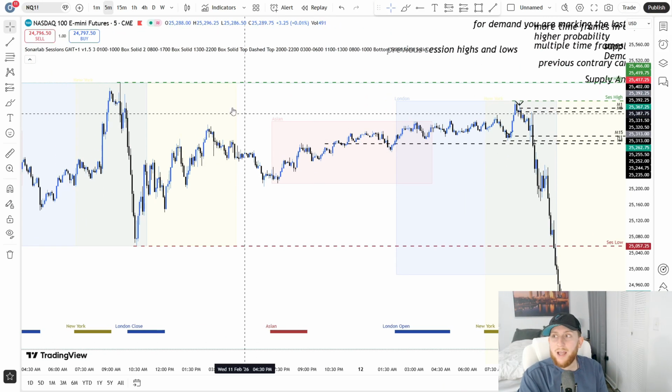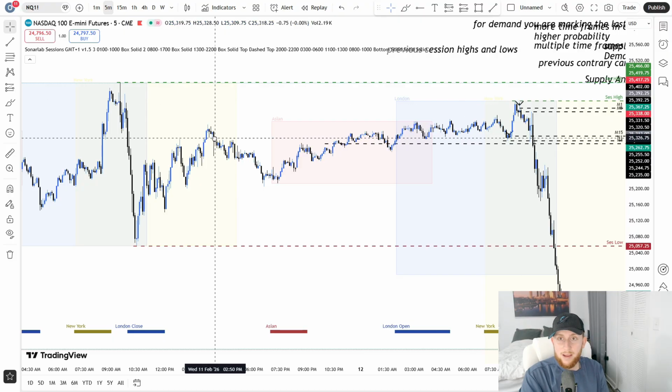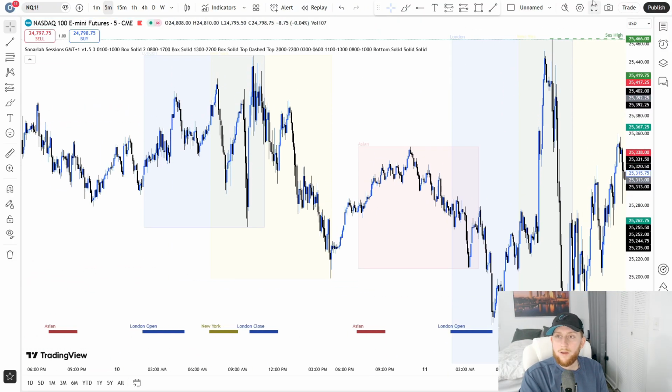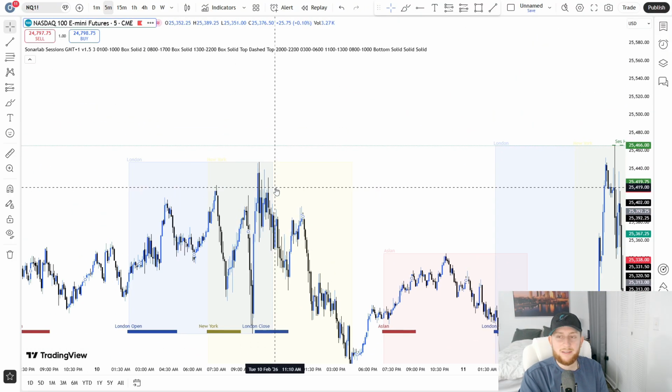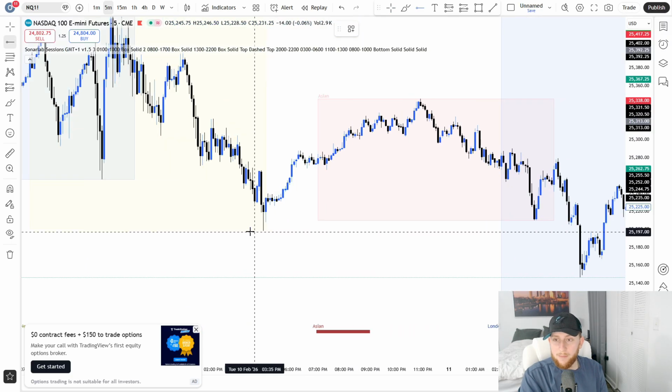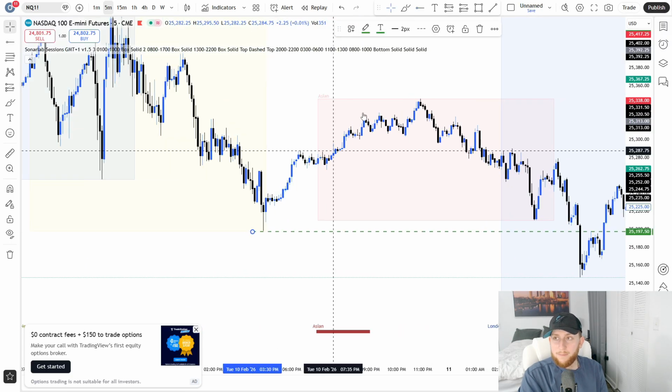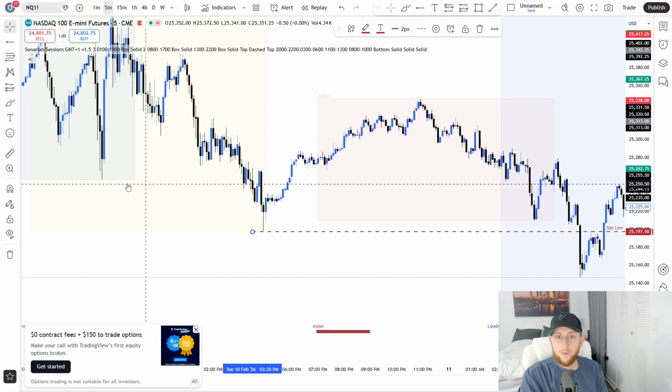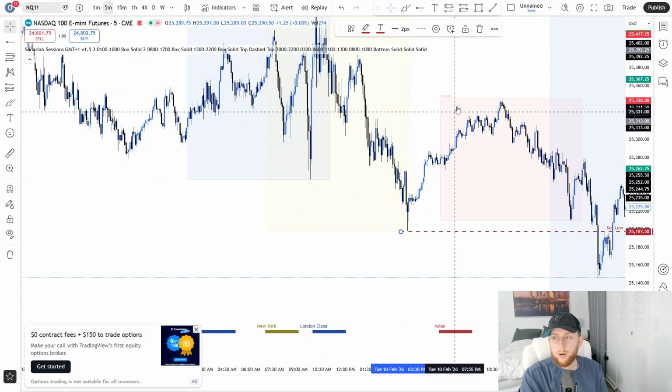Now, that session high did not get hit right here. Let's go ahead and mark this session high and this session low, and then we'll wrap it up with the session highs and lows there. So we have session high, we're going to mark it there, and here's our session low. But remember, we're marking the lowest point between London and New York, so we would not mark this one, we would mark this one.